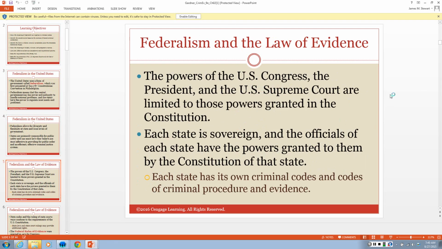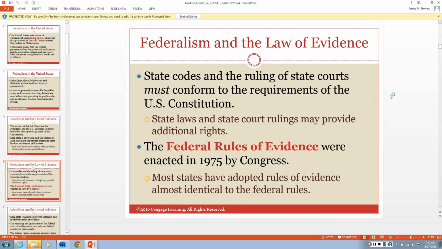I don't want to spend a lot of time on federalism, but make sure you read the section where it says the federal rules of evidence, when they were enacted, and the fact that most states also have their own rules of evidence that are very similar, if not identical, to the federal rules, simply because the federal rules of evidence are good. They provide a very fair way of determining whether evidence should be admissible in a criminal case or not. So I don't think you should look at the fact that the states' rules of evidence are identical to the federal as being any type of government overreach or anything of that nature. It's simply that the federal government got that right, and the states kind of followed suit for the most part.